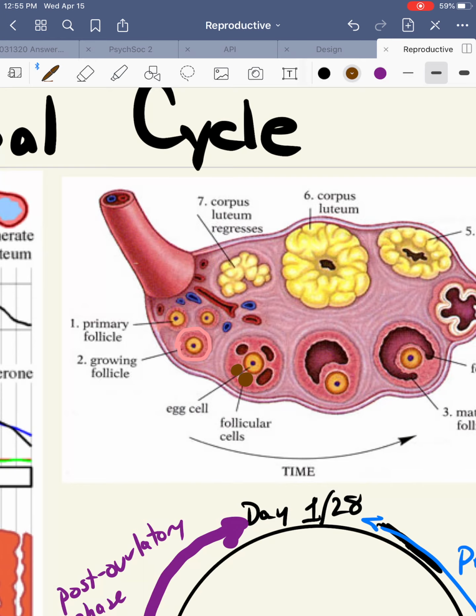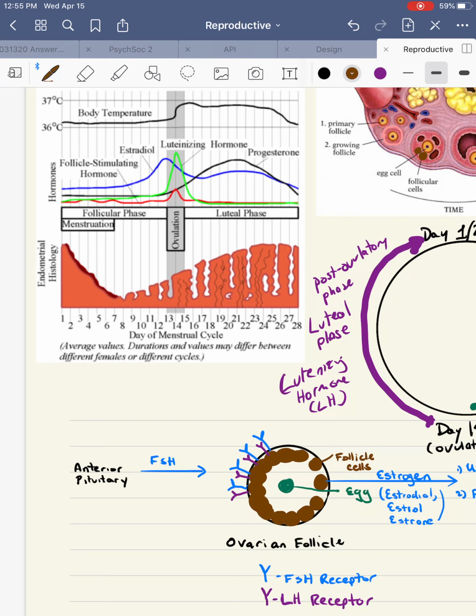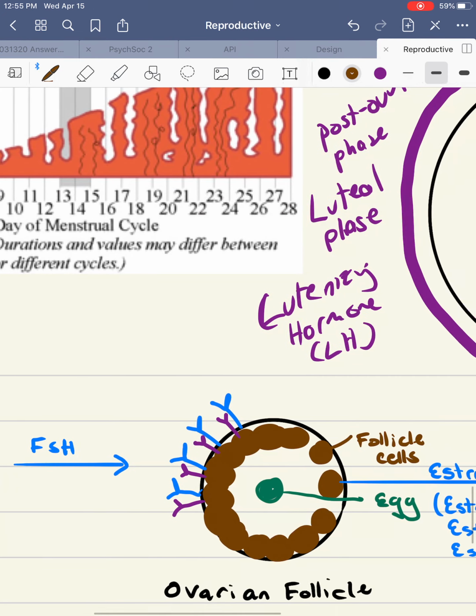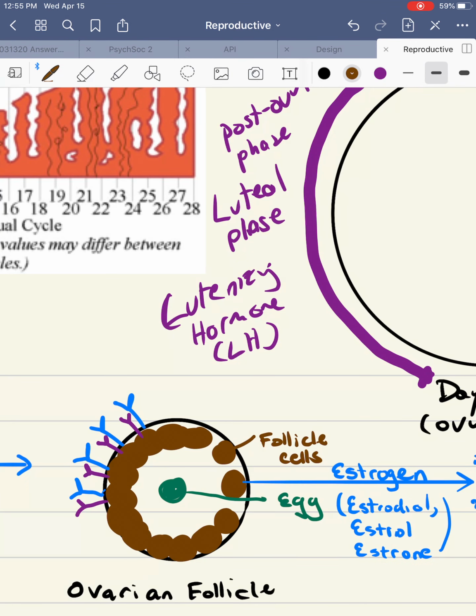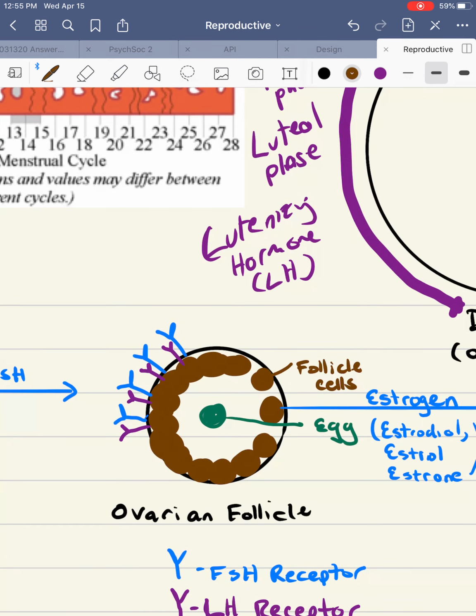Now, one other thing I want to talk to you about, here I have this written for you over here. The anterior pituitary releases FSH, and FSH is going to bind to a follicular cell, which is in brown. Just to let you know, I did not draw every single FSH receptor site. Everything in blue is an FSH receptor, everything in purple is an LH receptor. All of these follicle cells have FSH and LH receptors. Remember, a cell can have many receptor sites.